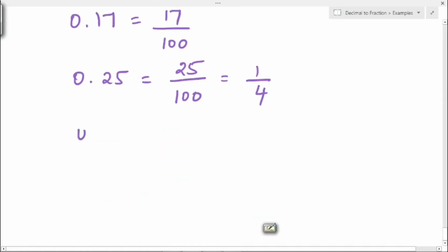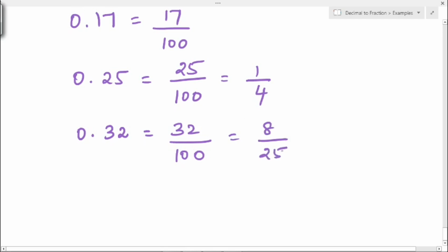Suppose we have 0.32. Again we have two numbers, and you write the value in the numerator, that is 32, divided by 100. So 32 divided by 100. If you simplify, you will get 8 divided by 25.